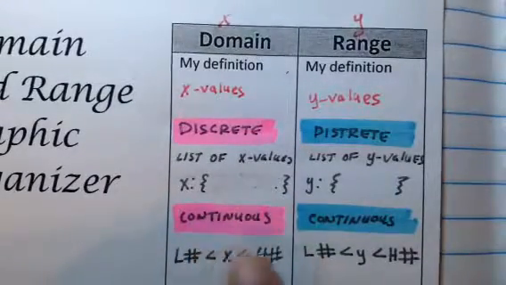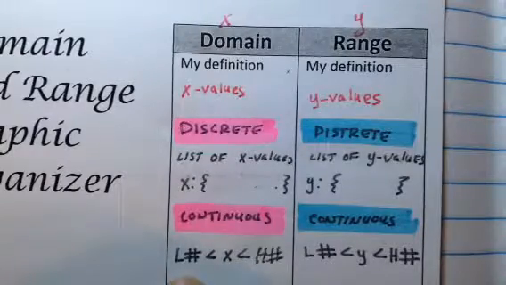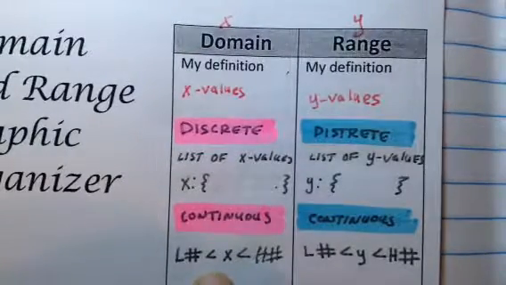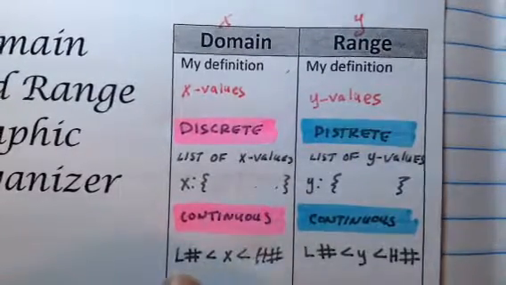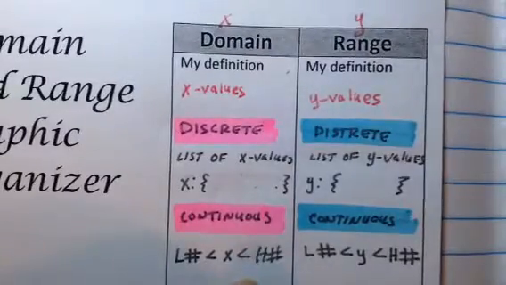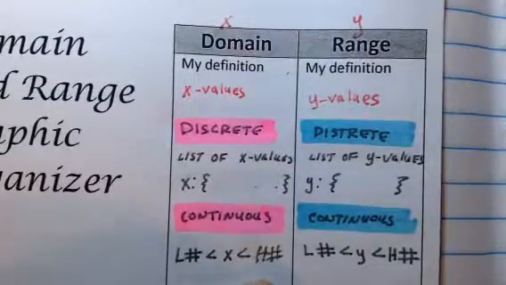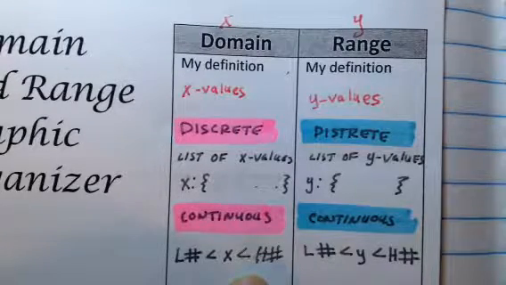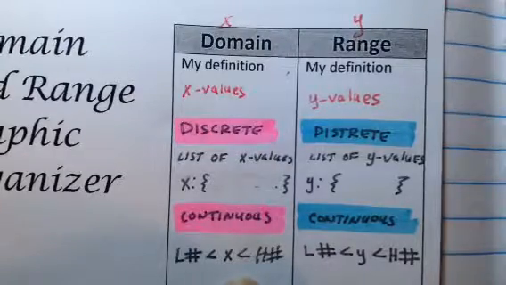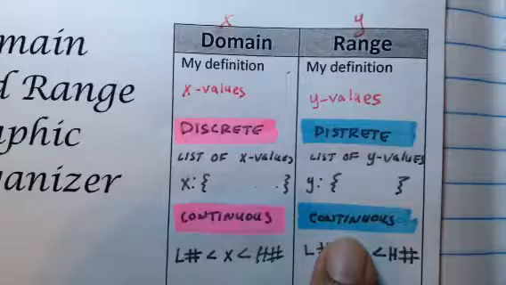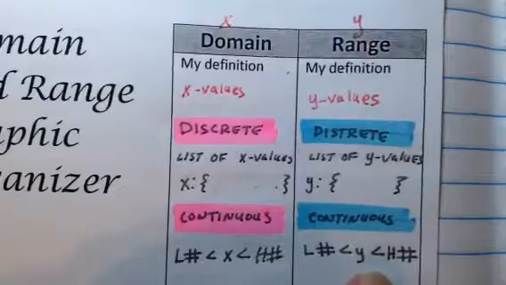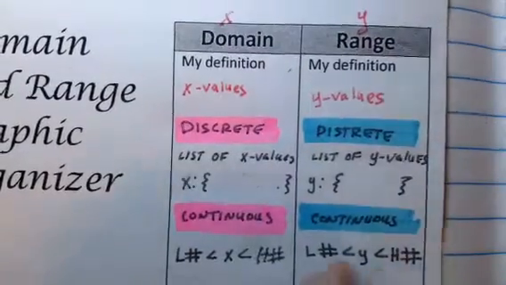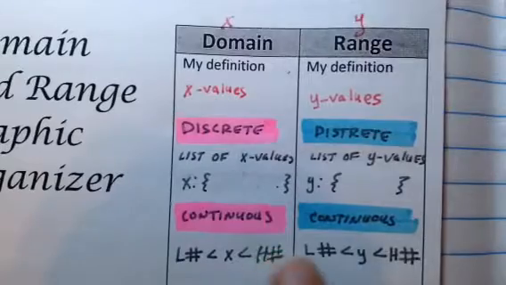And then you have continuous. Continuous has the low number. It's always going to be this sign, X, that sign. So the low number less than X less than the high number. And I know this part's confusing. We'll go over these in more detail during the class time. And then your continuous for your range would be your low number less than Y less than the high number. So again, we'll go over continuous because this does get a little tricky.